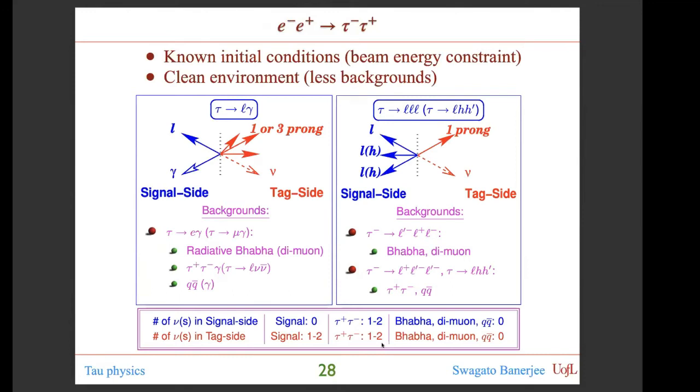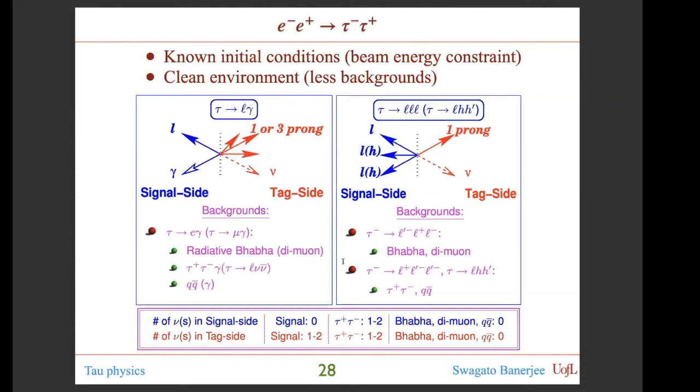In e+ e- collisions, we have a very clean initial environment because our initial state is leptons and quite well known. And also we have the beam energy constraint. This makes the searches very efficient at Belle II.